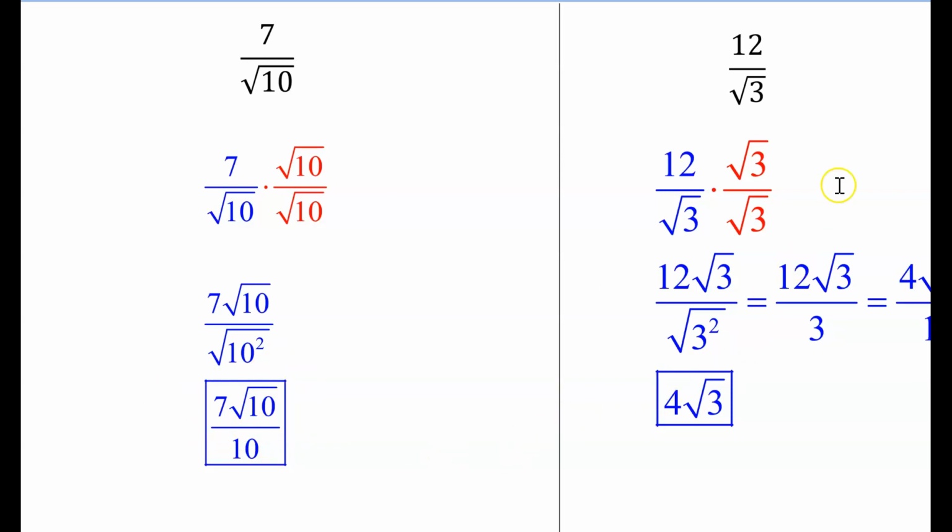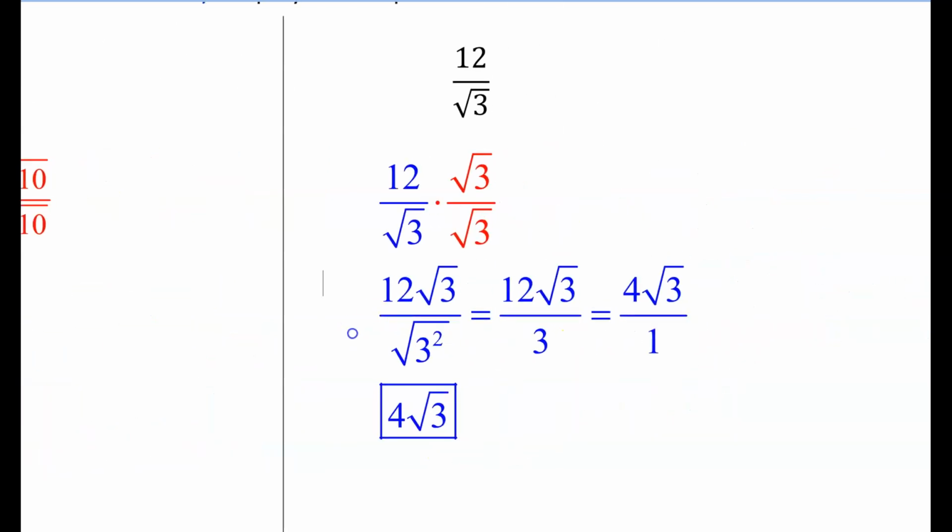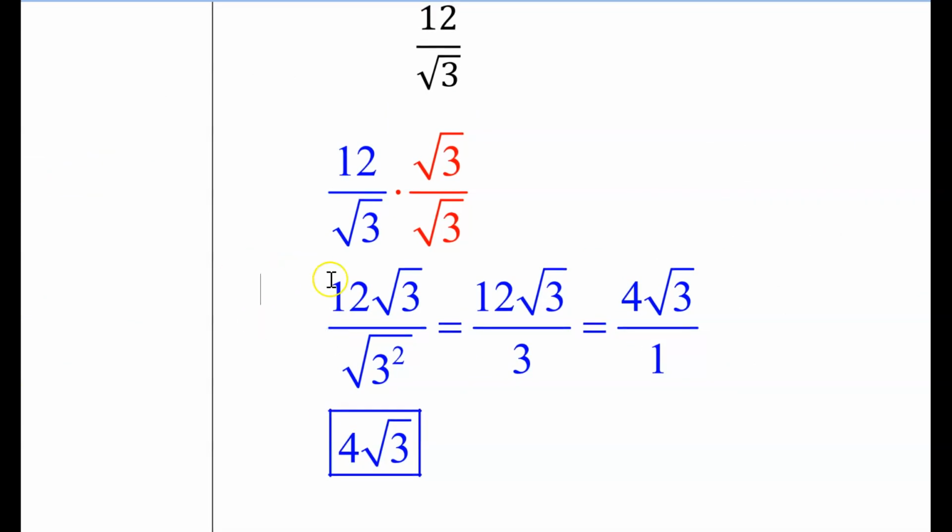And then for the next example, you multiply by the square root of 3. And so we get 12 root 3 over 3. But you do want to simplify the 12 and 3, reduced by 3. And you get your final answer, which is 4 square root of 3.